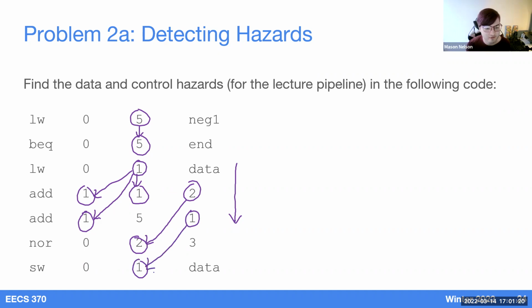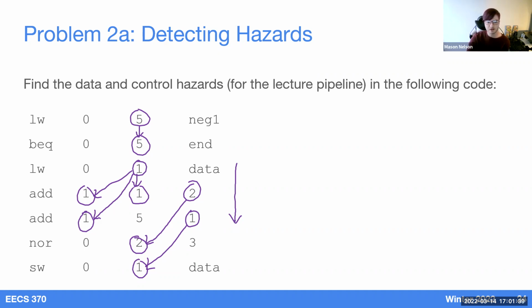So in total, we have, let's see, 1, 2, 3, 4, 5, 6 data hazards and 1 control hazard. And I guess you might technically count the double read of the add 1, 1 as 1 data hazard. I'll call it 2. And so now we have to figure out how to fix these data hazards.